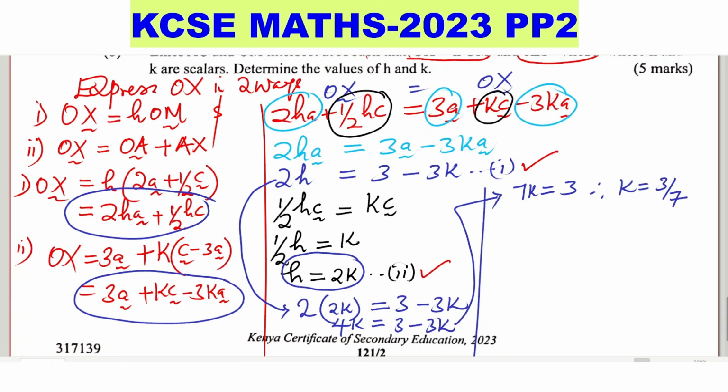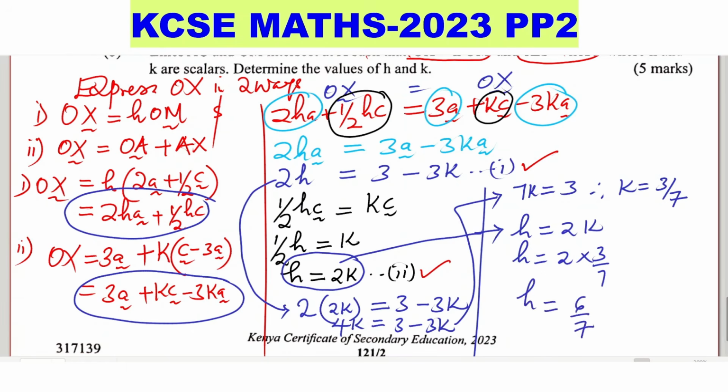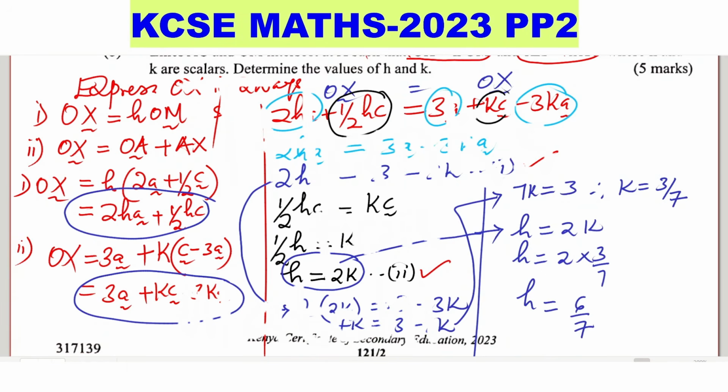Then, remember what H was. H is equal to 2K. So H is equal to 2 times K, and K is 3 over 7. So just substitute and H will give 6 over 7. So you have already found the values of H and K.